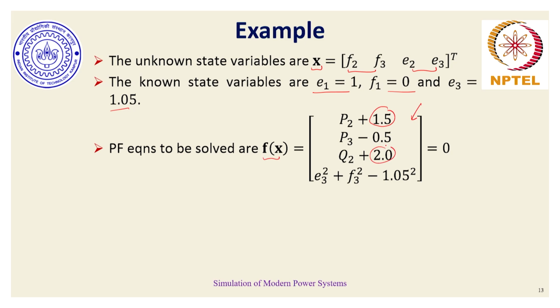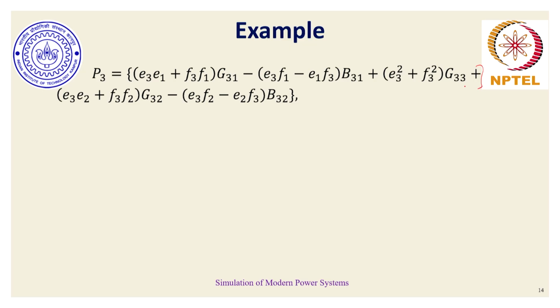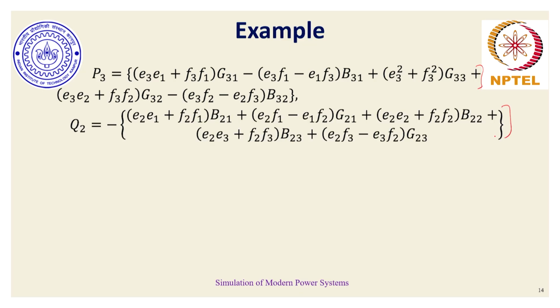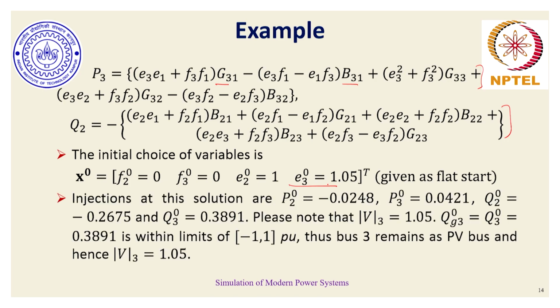This term and this term are PD2 and QD2, whereas this term here is PG3. 1.05 is the voltage magnitude of the PV bus at bus number 3. The expressions of P2, P3 and Q2 can be checked and verified for this 3-bus network. Intentionally, G and B elements have been mentioned because compared to the previous example, G and B are non-zero elements. With this initial choice, if we find the injections, then P2(0), P3(0), Q2(0) are these values.